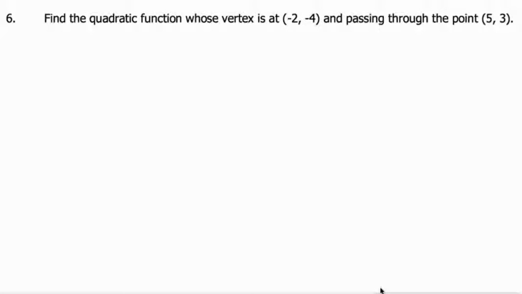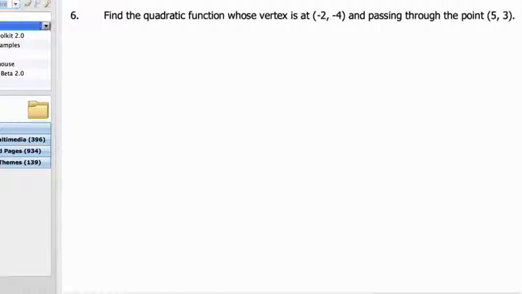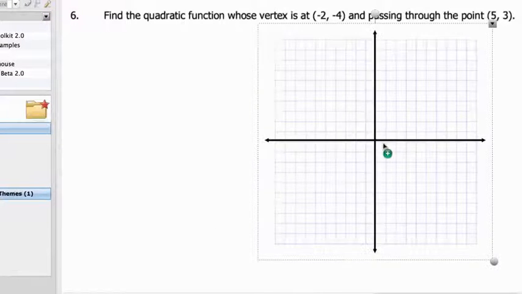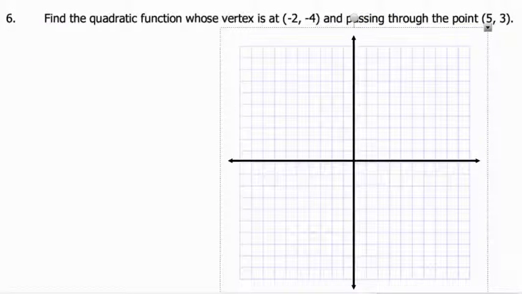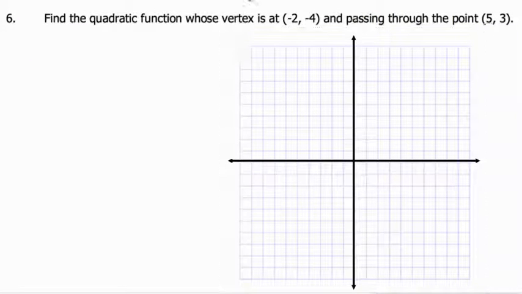Okay, we're going to find a quadratic function whose vertex is at -2, -4, and also passes through the point 5, 3. Visually, I'd like to show you what this is going to look like. So we're going to have this vertex at -2, -4, and it passes through the point 5, 3. Over 2, 3, 4, 5, up 3.